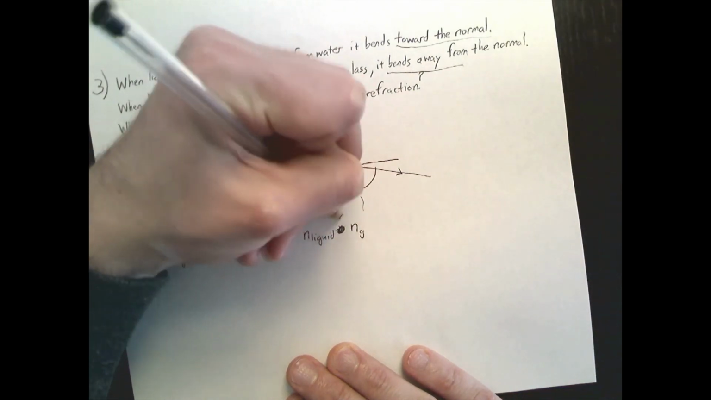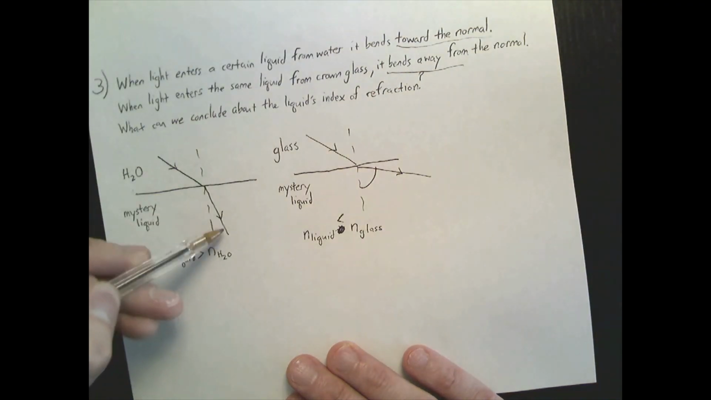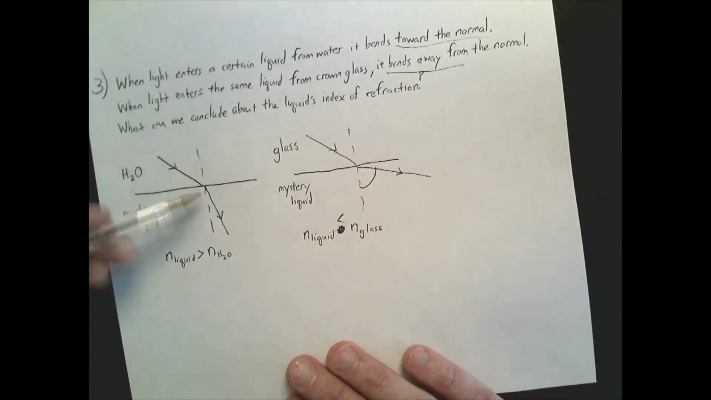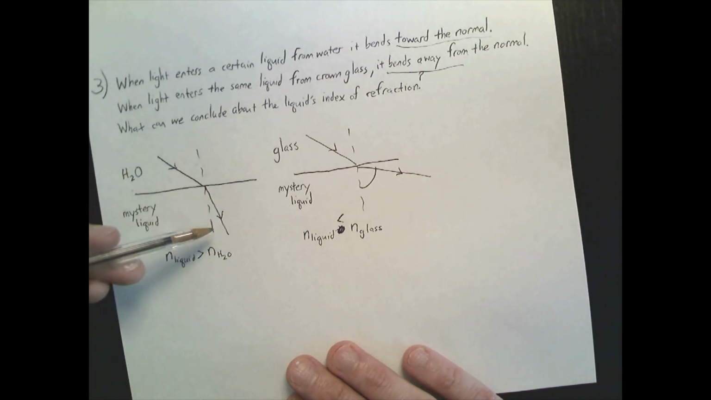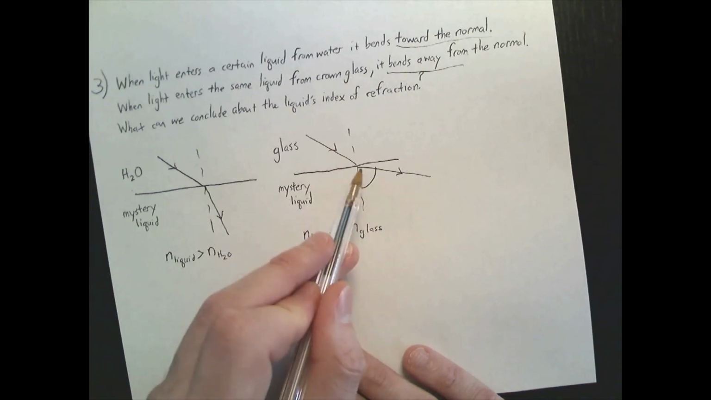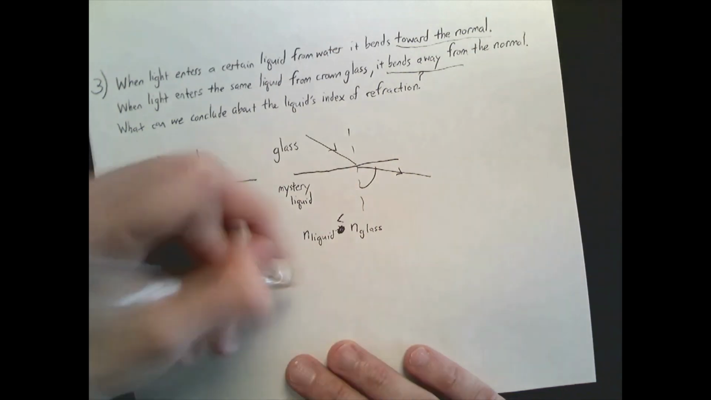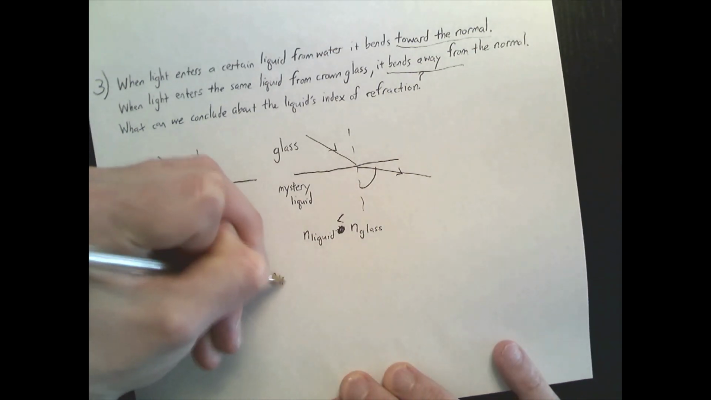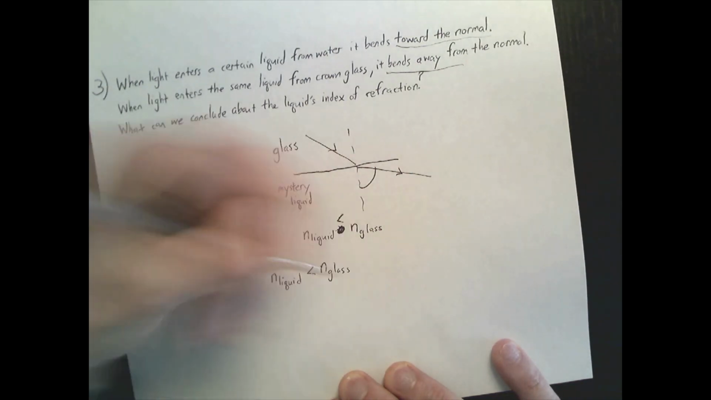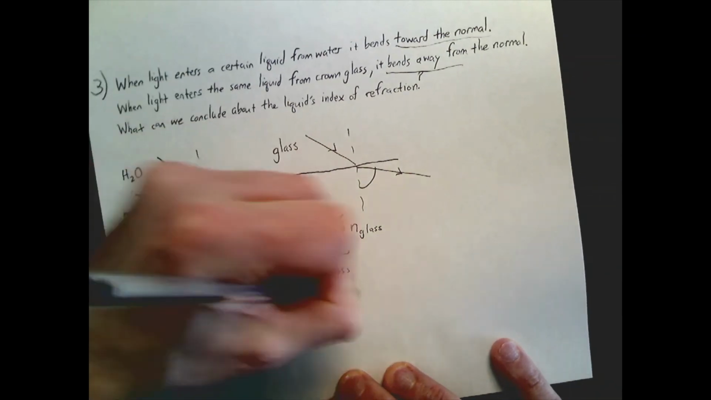Yep, I did that wrong. Less than the N for glass. So in other words, it bends towards the normal when it goes into the mystery liquid from water because that denser material bends it closer to the normal. And that means that it must be less dense than glass because when we go from glass to the liquid, it goes the other way. So our conclusion is that the index of refraction of this liquid has to be somewhere between that of glass and water. It's smack in the middle of those two materials.